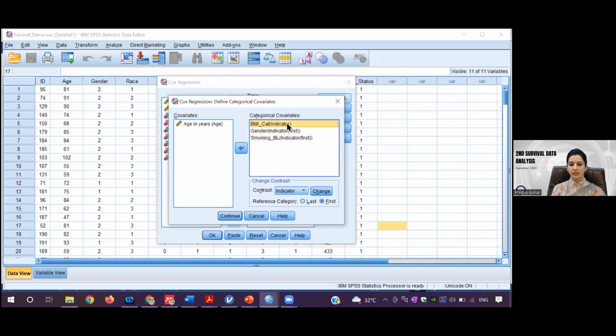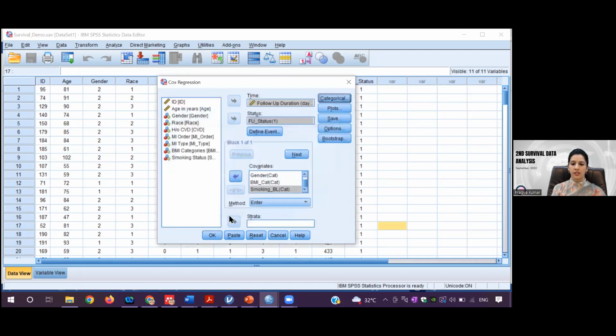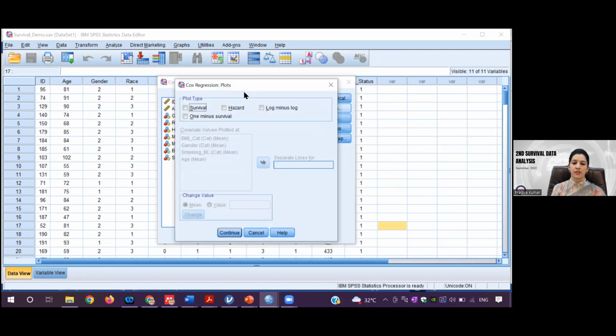So that is there. This, it has not appeared. Okay, this BMI category it is taking as first. So then I'll go to continue. Then I'll go to this option of plot. In the plot option, there is a hazard plot and there is a 1 minus. You can click this hazard also, but right now I'm checking for the log.